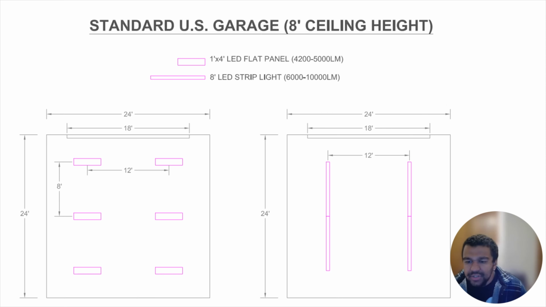So here's a couple of layouts that I've put together. I actually installed this one at my mom's house, just the typical Costco lights that they have, the little 1x4 panels, and that illuminated this entire space just perfect. And then also on the right side, here's another one that we've installed before, and that's 4 8-foot LED strip lights with 10,000 lumens on them each. So you've got 40,000 lumens in this typical garage space.